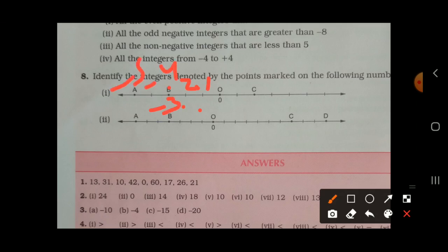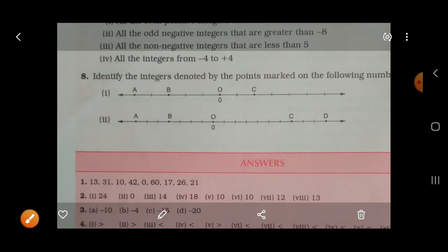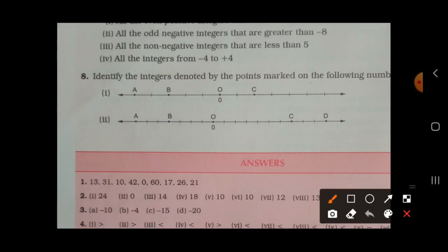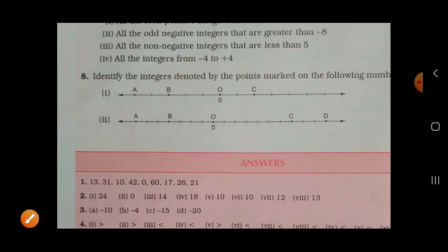A represents minus 5. B: minus 1, minus 2, B is at minus 3. So A is equal to minus 5, B is equal to minus 3. Now come to C: 1 and 2. C is equal to 2, a positive integer. Second part, try yourself.